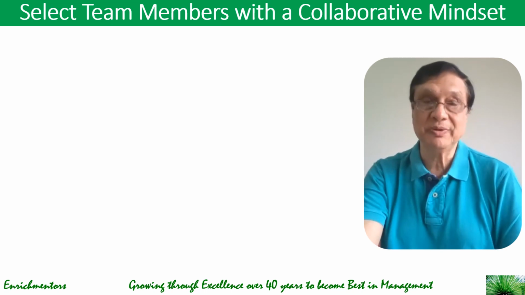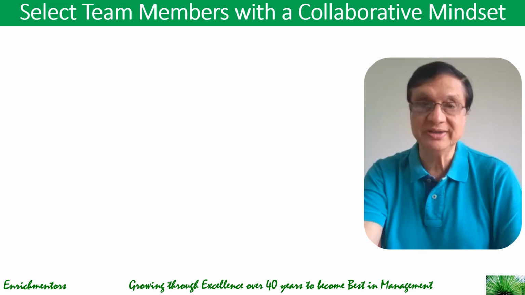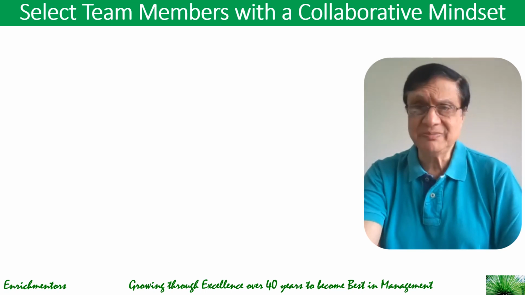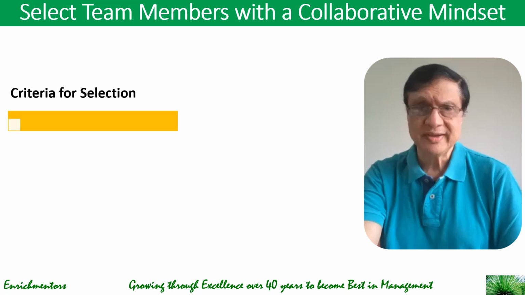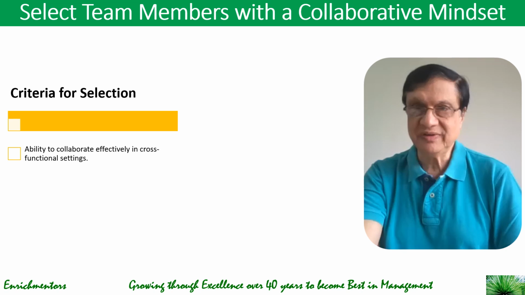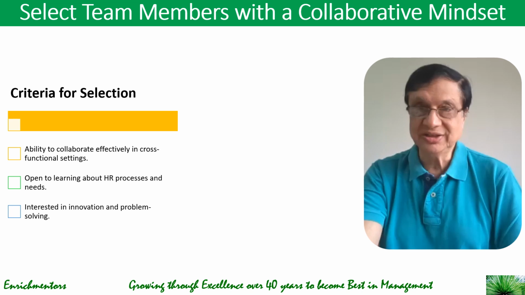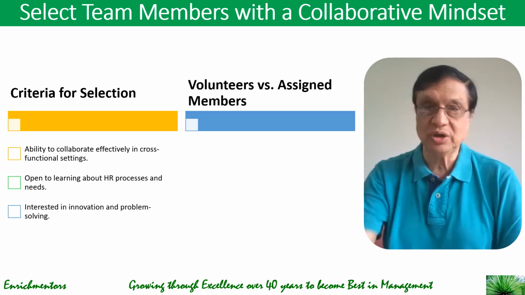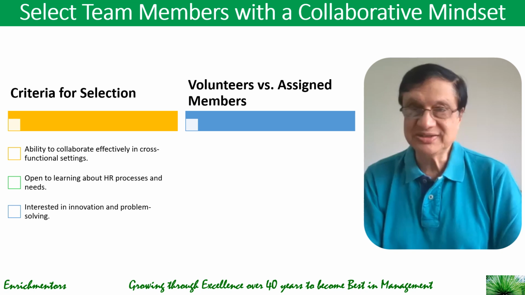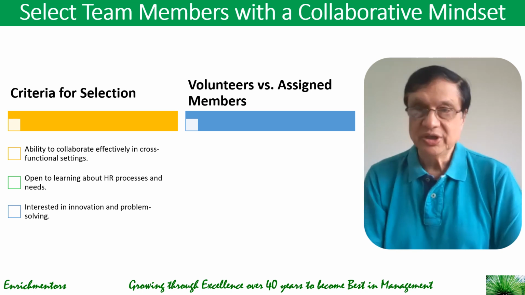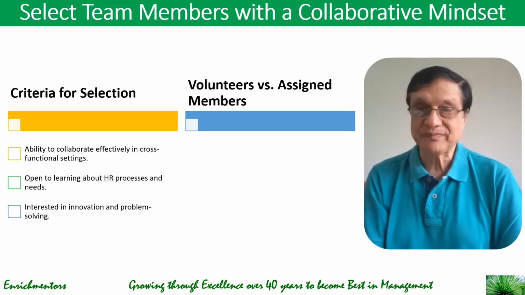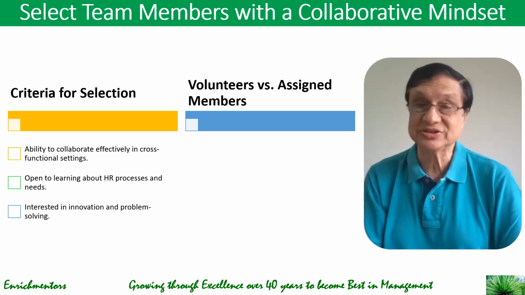Once you've defined which departments need to participate, you need to select the team members. And these team members must meet certain criteria. Illustratively, these criteria could be ability to collaborate effectively in cross-functional settings, openness to learning about HR processes and needs, and interest in innovation and problem solving. Now, you could ask for volunteers, or you can assign. While leaders may assign some team members based on their expertise, try to include individuals who express interest in the project to foster enthusiasm and engagement.